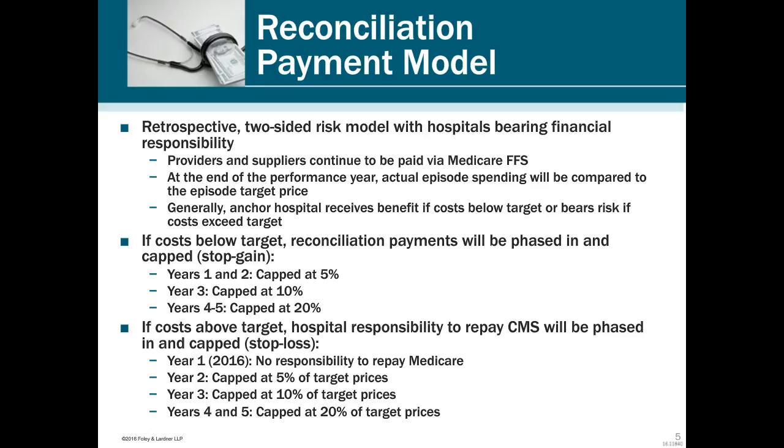Generally speaking, the admitting hospital, or the anchor hospital, receives benefit if the costs are below the target, and it bears the risk if the costs exceed the target. As with the cardio bundle, there are stop loss and stop gain provisions in the CJR. For years 1 and 2, the downside loss is capped at 5%. It moves to 10% in year 3, and it's capped at 20% in years 4 and 5.